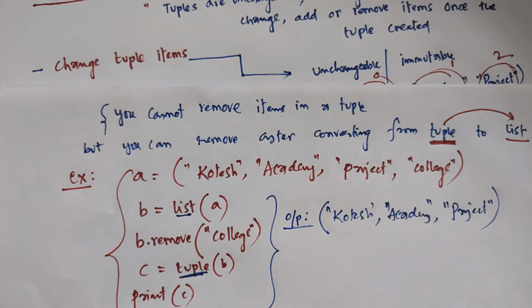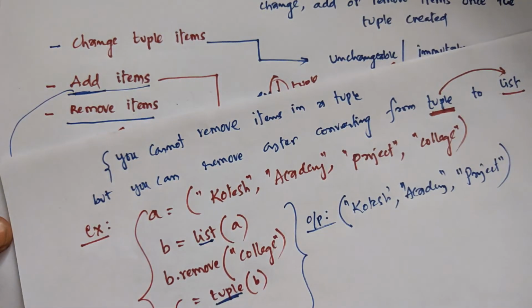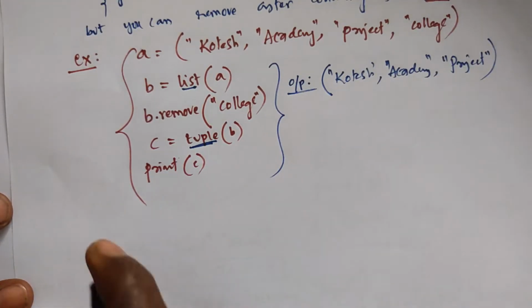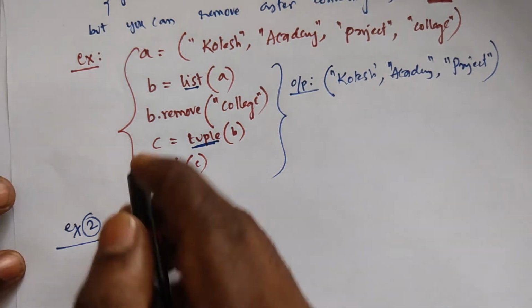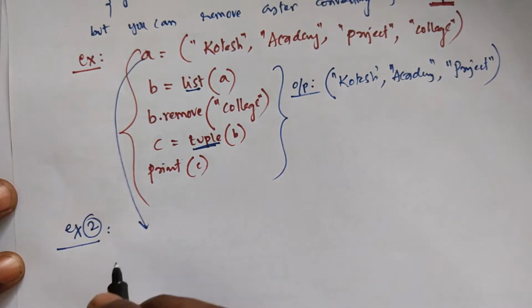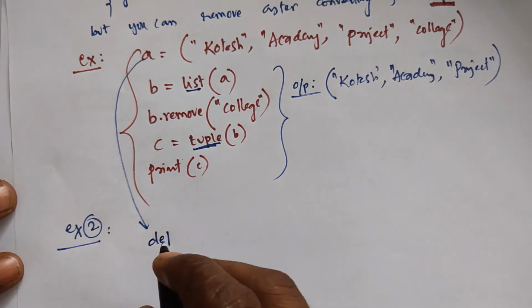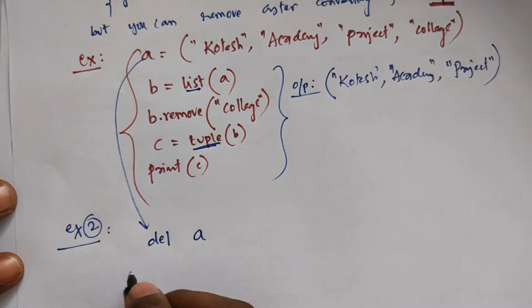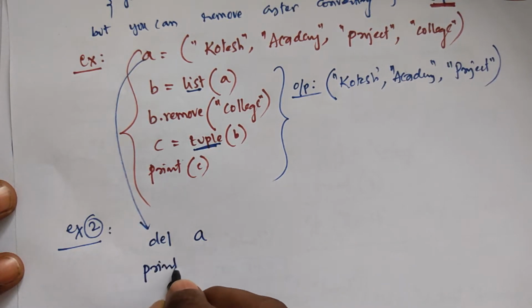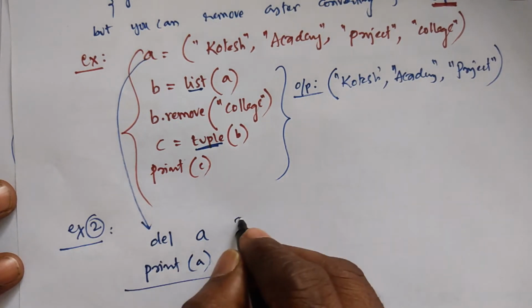And one more example: directly with the help of a function we can eliminate the entire tuple. That is actual example 2. We are taking the same example here, a. Okay. Then we are writing del of which name we are removing, a. Then we can write print of a.